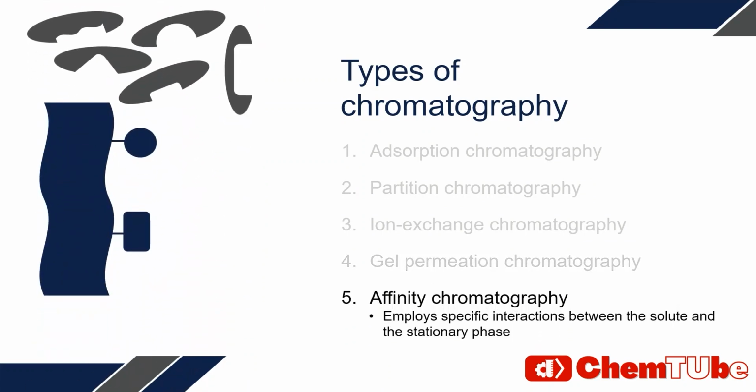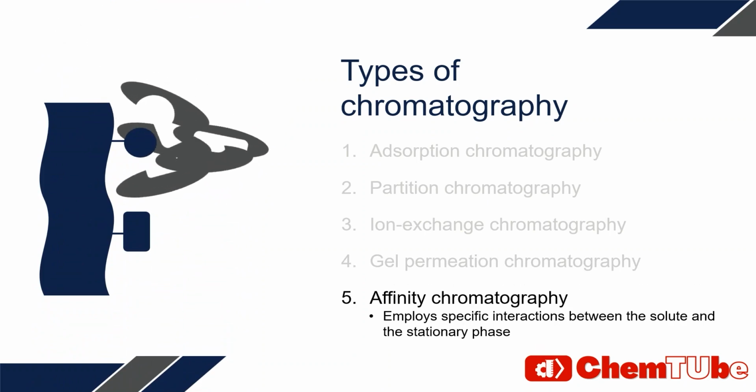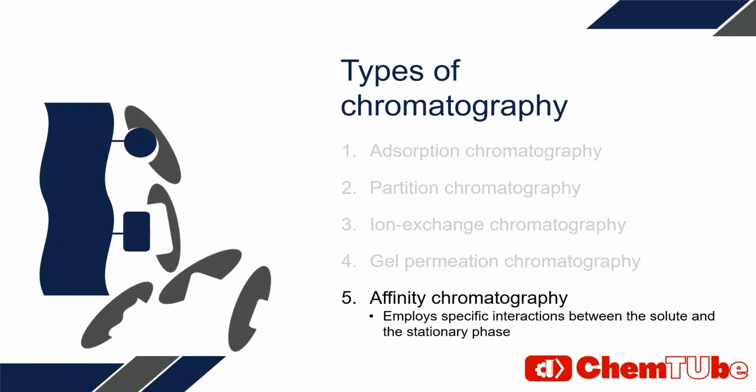Finally, the affinity chromatography is the most selective kind of chromatography, which employs specific interactions between one kind of solute molecule and a second molecule that is covalently attached to the stationary phase. For example, the immobilized molecule might be an antibody to a particular protein. When a mixture of proteins is passed through the column, only the protein that interacts with the antibody will bind to the column.